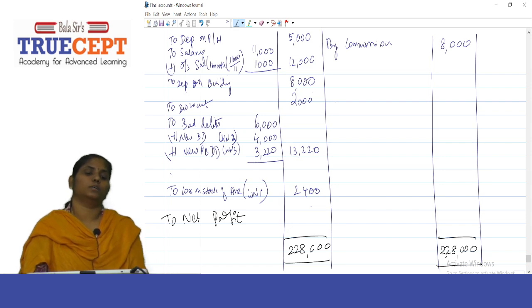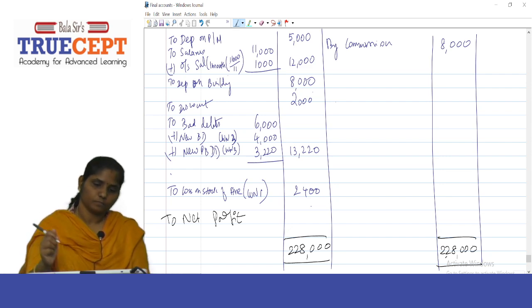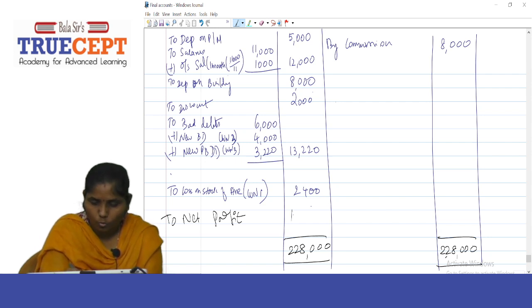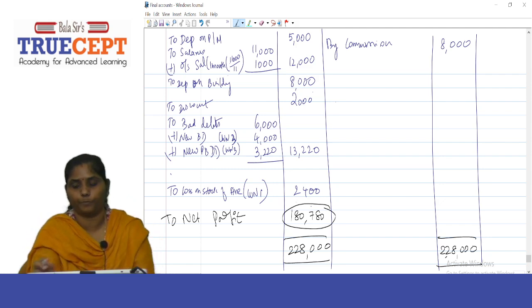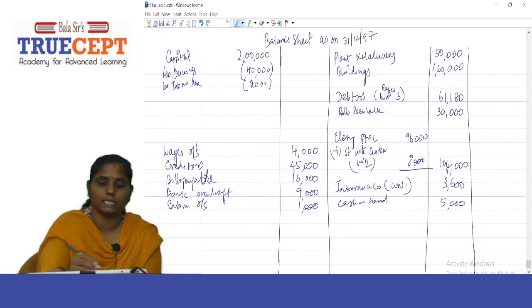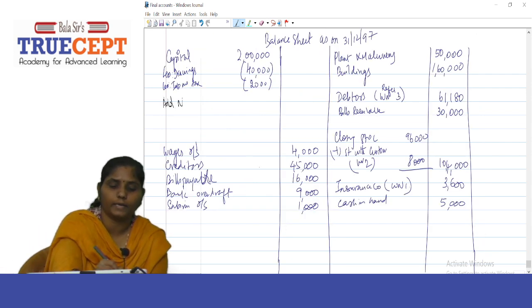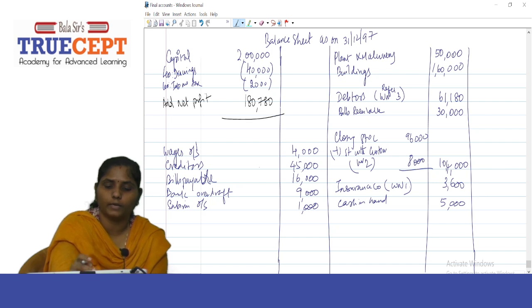So these are all the items I'm supposed to subtract as an expense from 2,28,000 total income. So how much you get as net profit? 1,80,780 rupees is my net profit. Please calculate, that's my net profit. And after that I'll carry this amount to my balance sheet, add net profit 1,80,780.